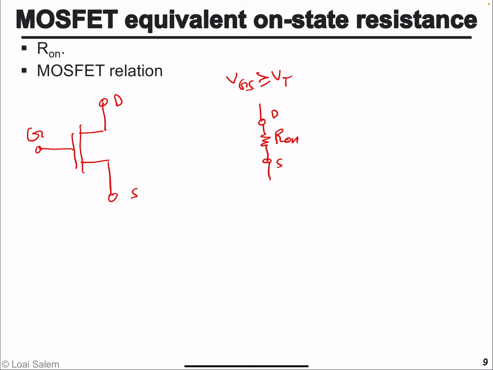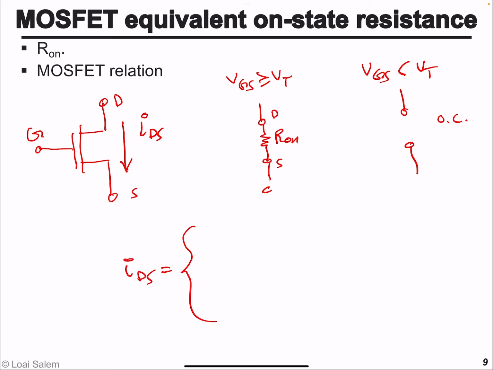On the other hand, if VGS is less than the threshold voltage, the MOSFET, or the NMOS, will behave as an open circuit. Now let's look at the current, or derive an expression for the current from drain to source. Well, we have two scenarios. This is, by the way, called on state. This is called off state.